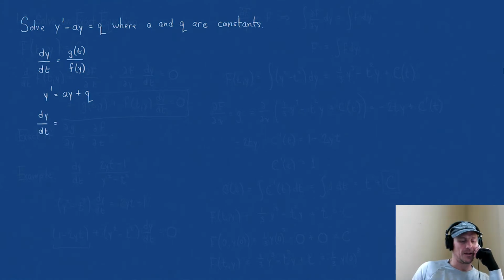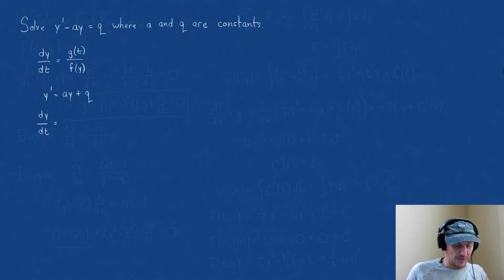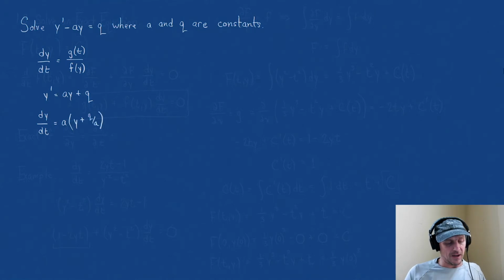Now on the right-hand side, you have to think of everything in multiplication. The only way I can think to separate this into a function of t and y is to factor out an a. This would be a times y plus q over a. Now, this doesn't quite look like our g of t divided by f of y, but division and multiplication are kissing cousins, so this shouldn't make a difference. So here we go. Let's see if we can solve this problem.